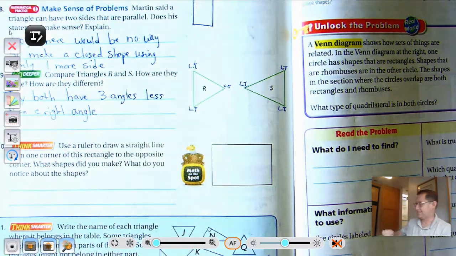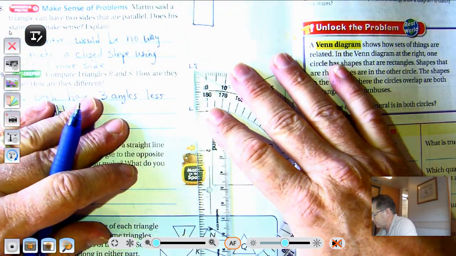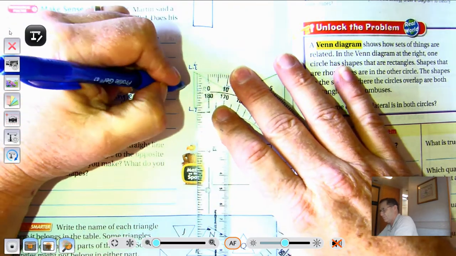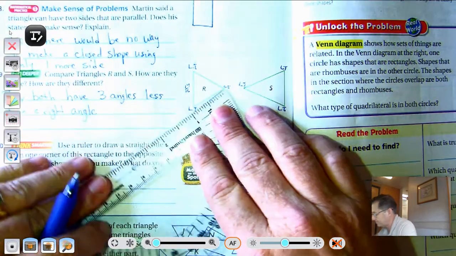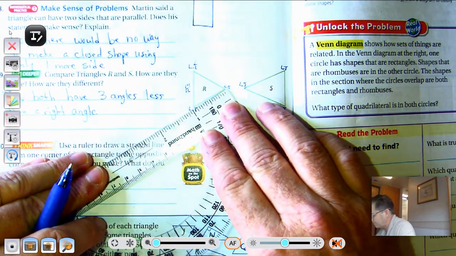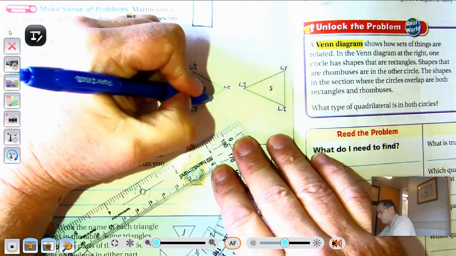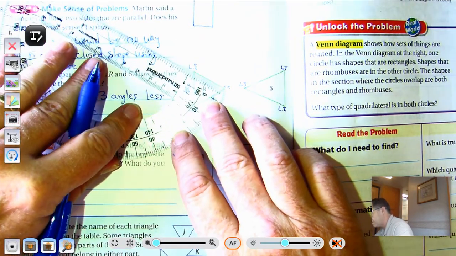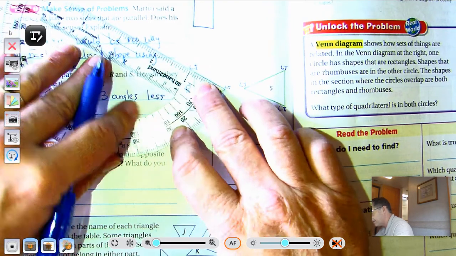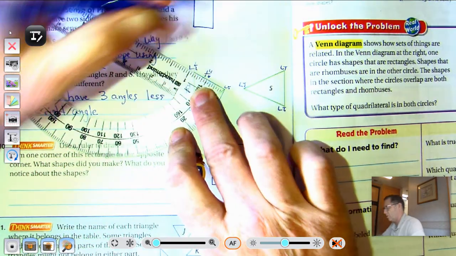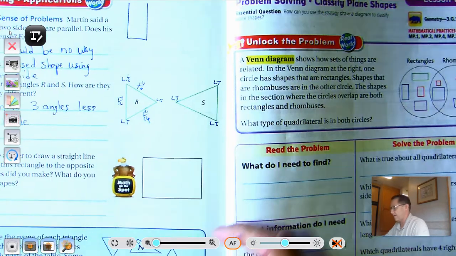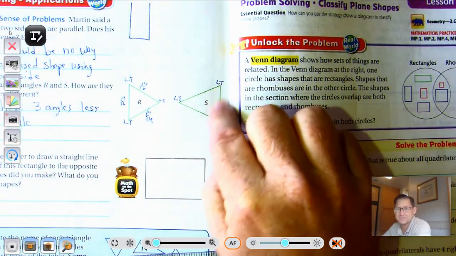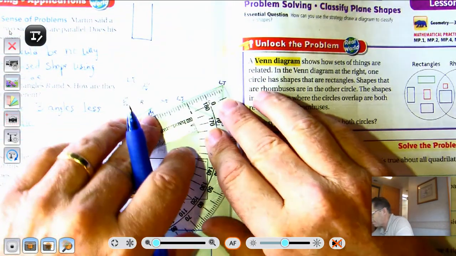Let's measure the sides. So this triangle, I'm going to say it's 14 out of the 16. Let's say this is 14 out of 16. And so is this one. So all three sides of R are equal. How about S? It kind of looks like these two sides are equal, but not this one. Let's see.